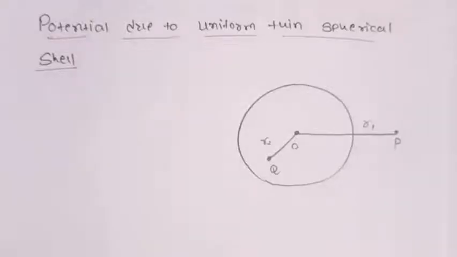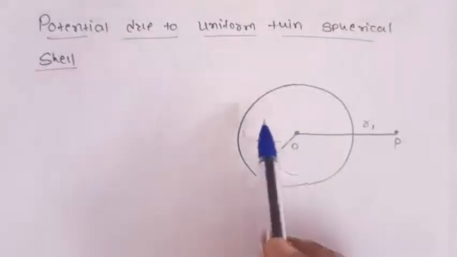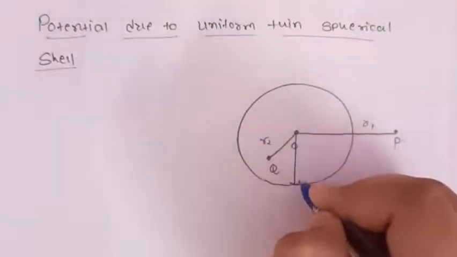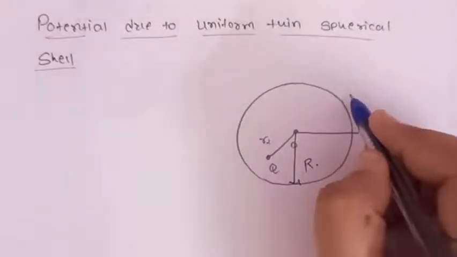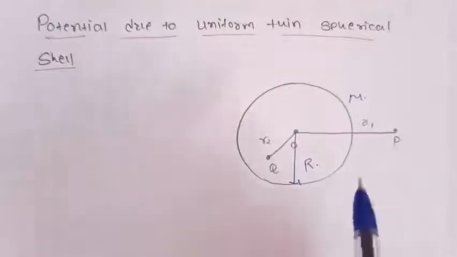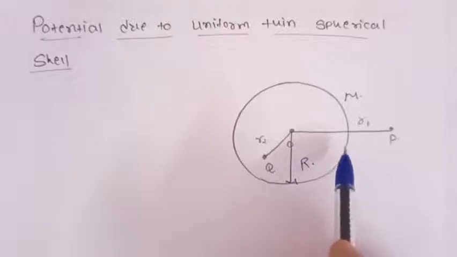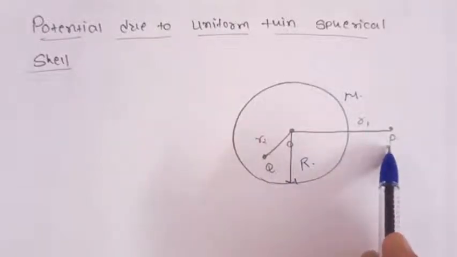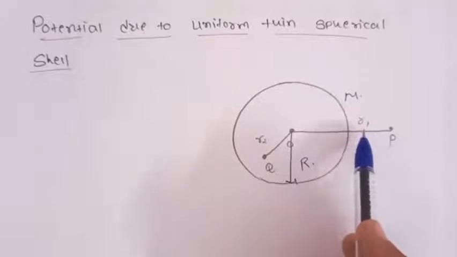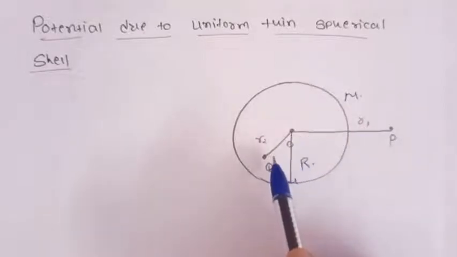Now let us see potential due to different structures. The first one is potential due to uniform thin spherical shell. A thin spherical shell of radius capital R and having mass M is placed. We want to find the potential due to this shell at two different points. One is located outside the shell at distance r1 from the center, and the other is located inside the shell at distance r2 from the center.